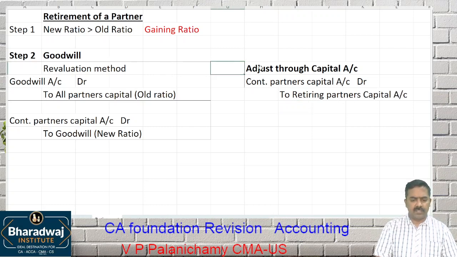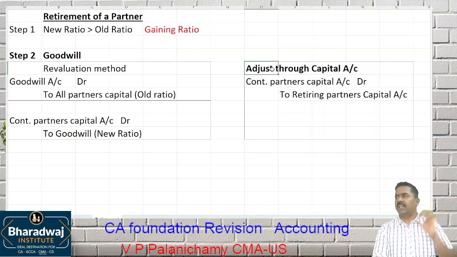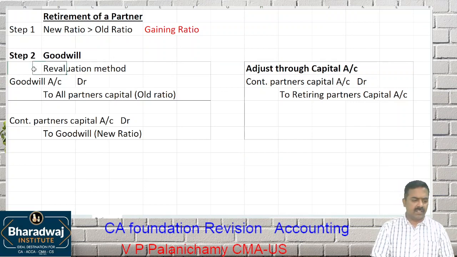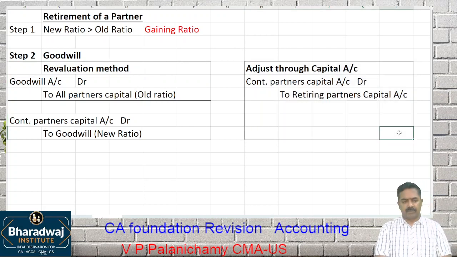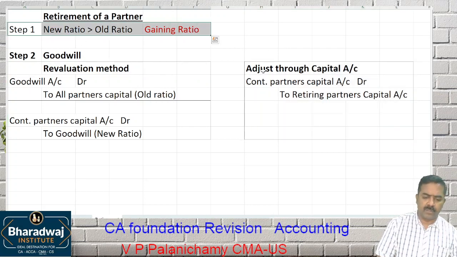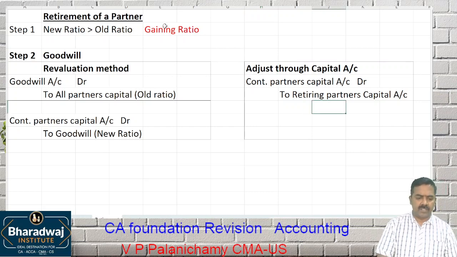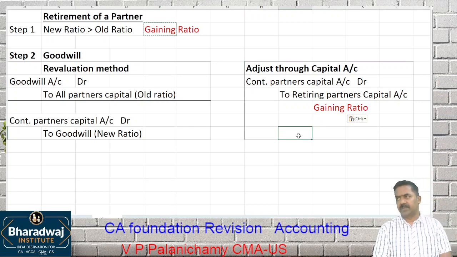So it can be adjusted through which account? Capital account. Premium method is not possible because the retiring partner will not be paid separately for goodwill. So that's why either you go by revaluation method, raise the goodwill and write off, or adjust through which account? Capital account. So step one, gaining ratio, if required, you work out. Here this adjustment will be made in which ratio? Gaining ratio. This adjustment will be made in gaining ratio.